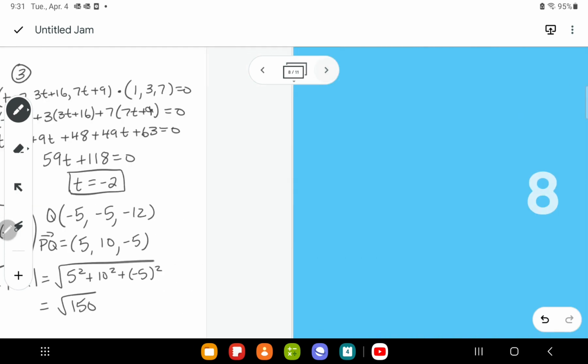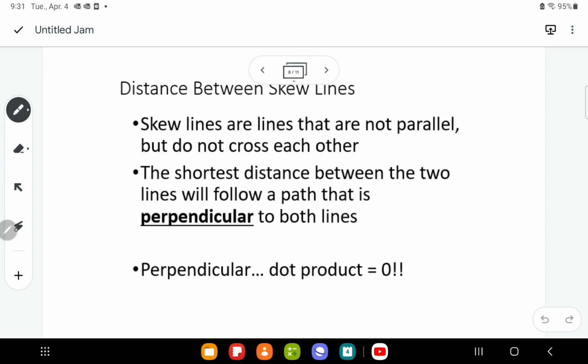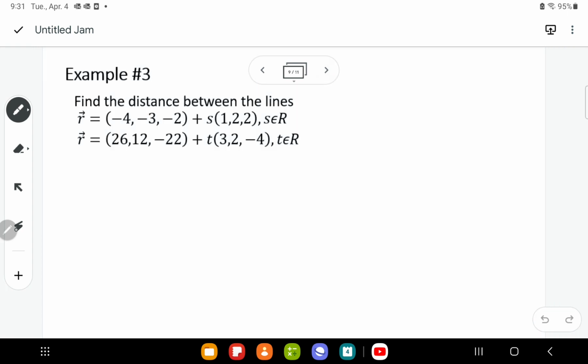Okay, one more example we're going to look at, and this is probably the most complicated one. Here we're going to find the distance between skew lines. So remember when we were doing POI, the skew lines were those lines in R3 that were not parallel and also did not cross. So here's two lines. I'm telling you that these are skew lines if I'm looking for the distance between them. We can obviously see that these are not parallel lines because their direction vectors are not scalar multiples.